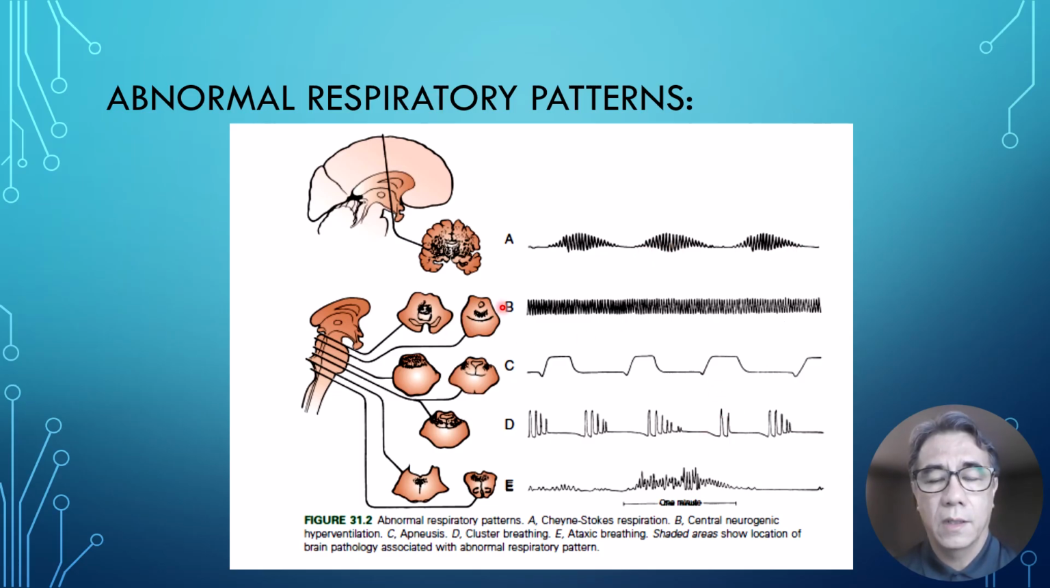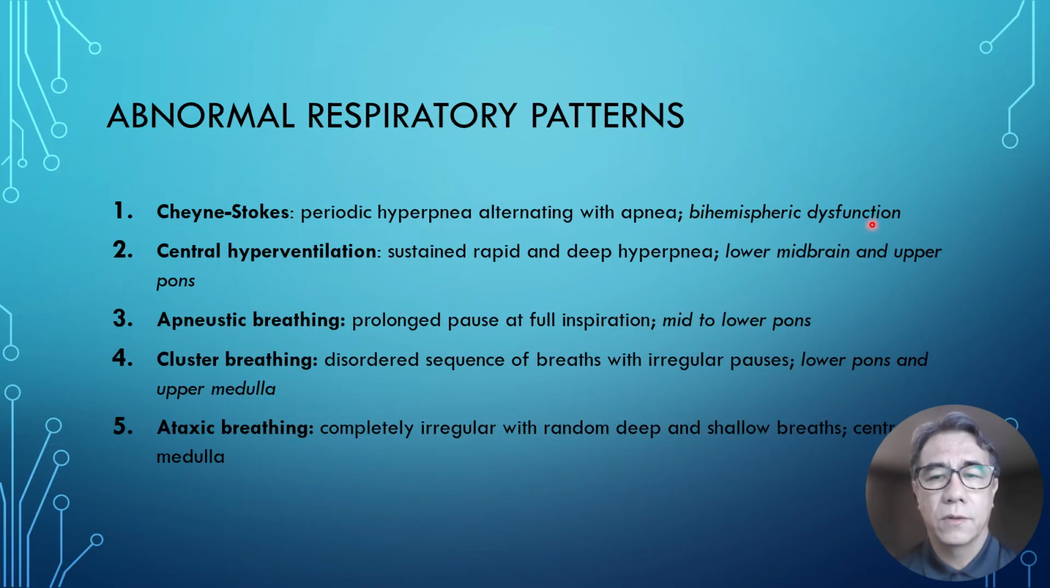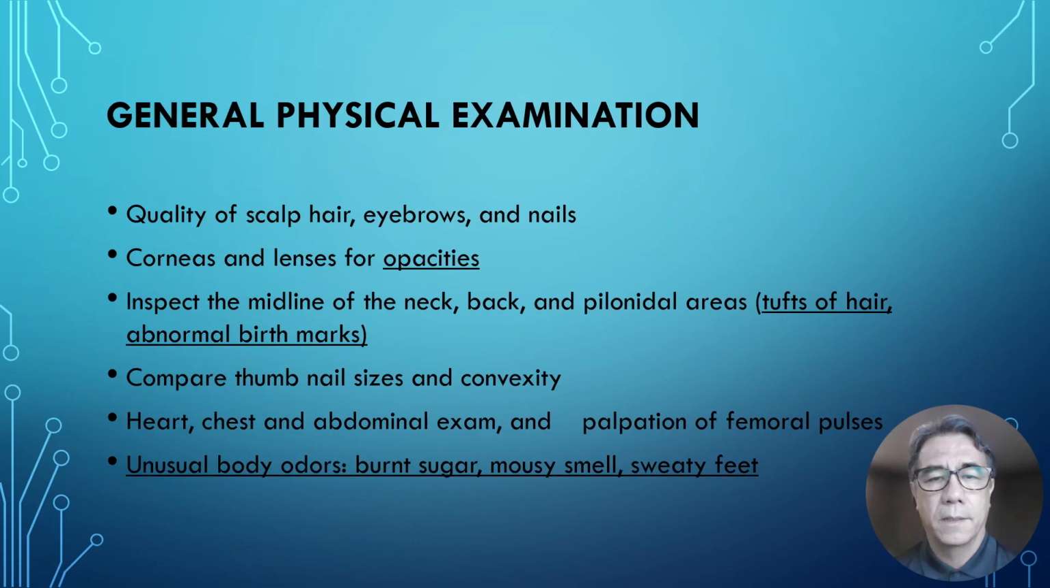And this is Cheyne-Stokes. And as you go further down the brainstem, you would see different patterns of breathing: central neurogenic hyperventilation, apneusis, cluster breathing, and ataxic breathing. So Cheyne-Stokes often indicates bihemispheric dysfunction. Central hyperventilation is lower midbrain and upper pons. Apneustic breathing is mid to lower pons, while cluster breathing is lower pons and upper medulla, while ataxic breathing is central and lower medulla.